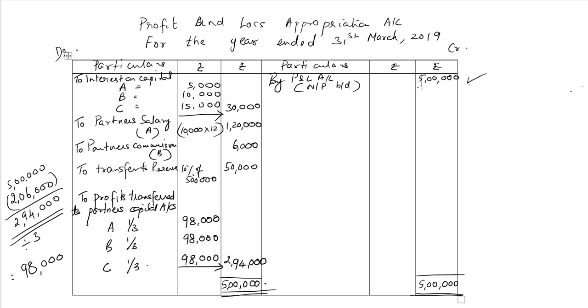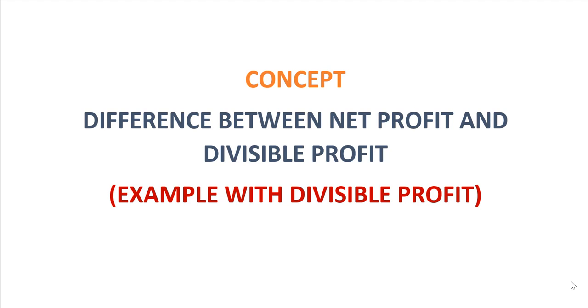So from this example, we understood that the term net profit refers to the profit which is brought down from the profit and loss account to the profit and loss appropriation account after all charges have been made. Next, let's do a sum where we can understand the meaning of the term divisible profit or distributable profit.